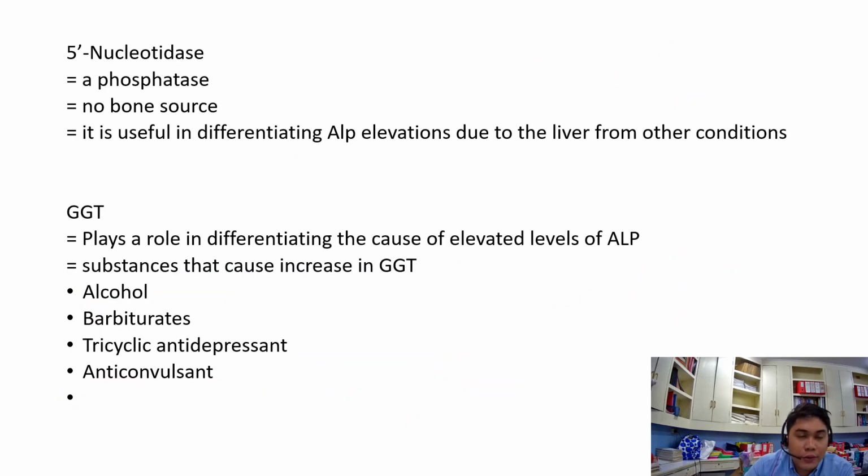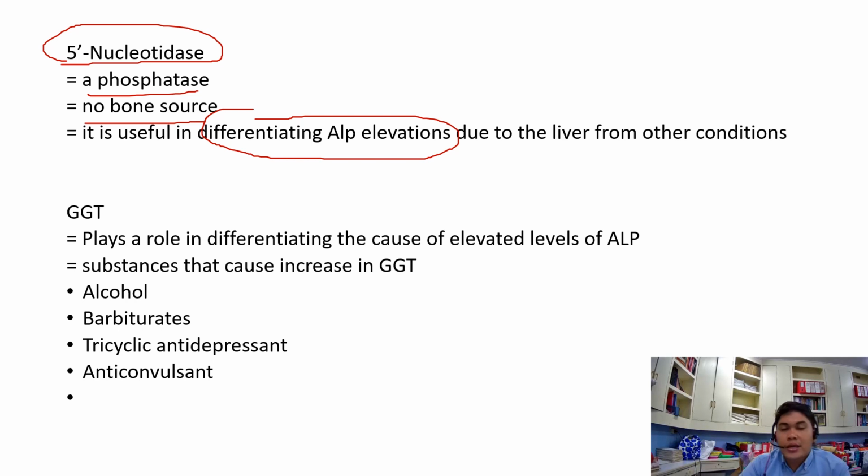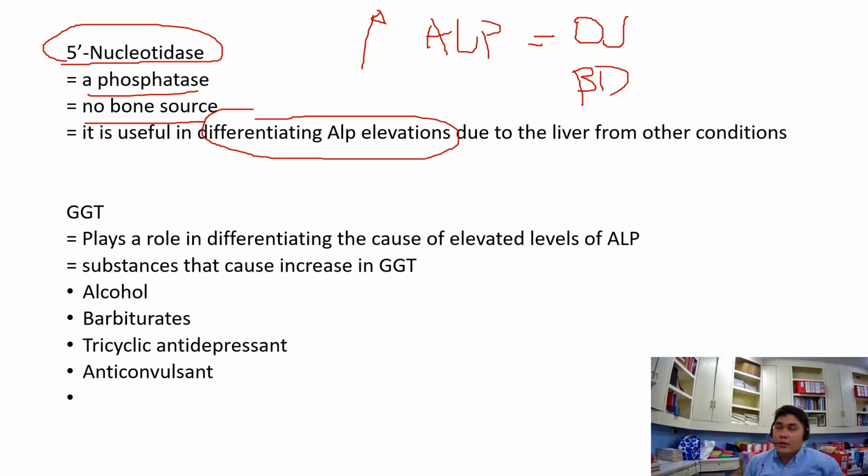The next is 5-nucleotidase. It is a phosphatase and it has no bone source, and it is useful in differentiating ALP elevations. Now, regarding ALP, the two most common causes of increase in total ALP are obstructive jaundice or biliary tract obstruction and bone disorder. Remember, you have four major sources of ALP: liver, bone, placenta, and the intestine. But the predominant isoenzymes of alkaline phosphatase are liver and bone.